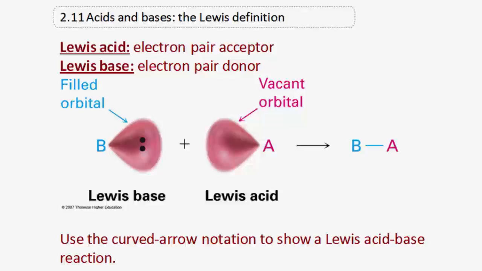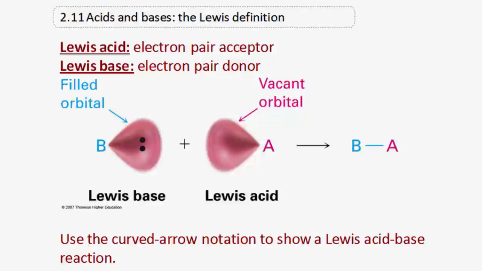In Bronsted-Lowry, H+ was specifically the electron pair acceptor. We can go beyond that, though, with Lewis acids and bases. We won't always need to be transferring an H+. We could have just a pair of electrons that's attacking something else.